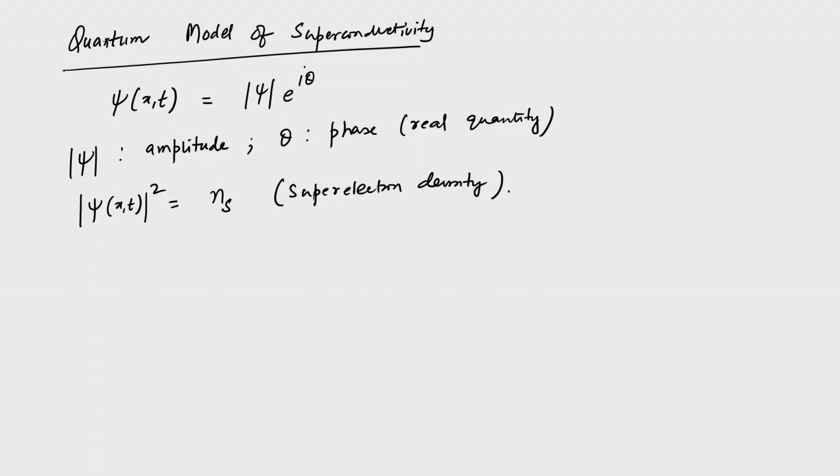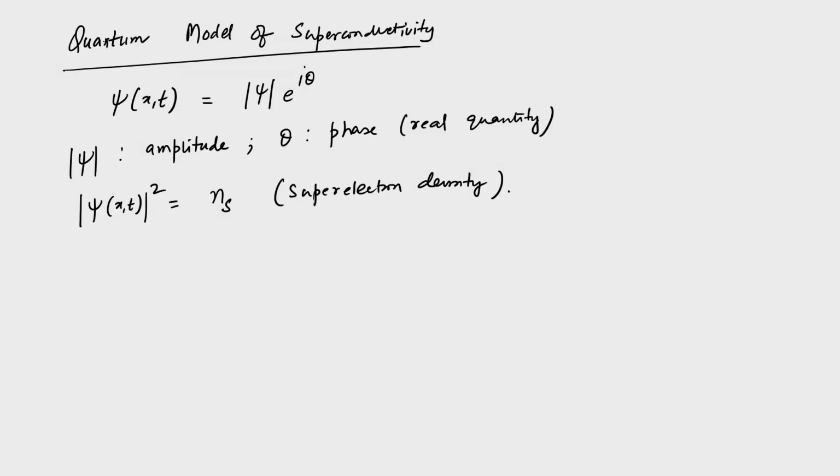So, in a homogeneous superconductor, Ns does not depend upon the space variable, and in an inhomogeneous superconductor it can depend upon the space variable or space coordinates. So, let us write down the canonical momentum for a particle of charge E star and mass m star. That is given by P equal to m star V s plus E star A. This is in an electromagnetic field where A is the vector potential.